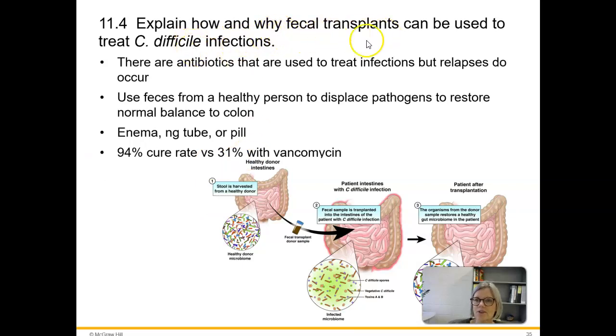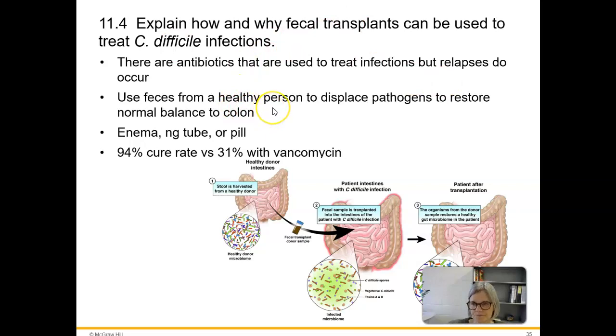The concept is called fecal transplants. There actually are antibiotics that are used to treat this infection, but remember, this infection was caused by antibiotics in the first place. So it can be complicated treating the infection, and there are relapses that occur. Some people have just a terrible time trying to get rid of this. You can imagine this is life-changing diarrhea. This is not just a little bit. This is very serious.